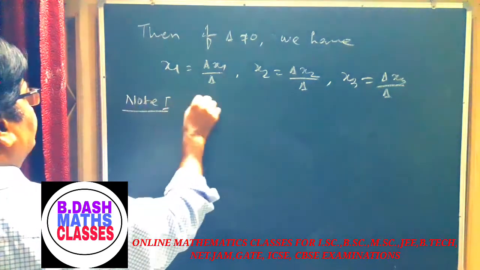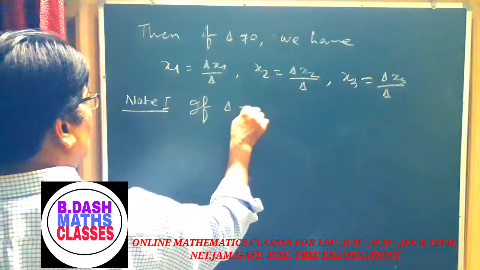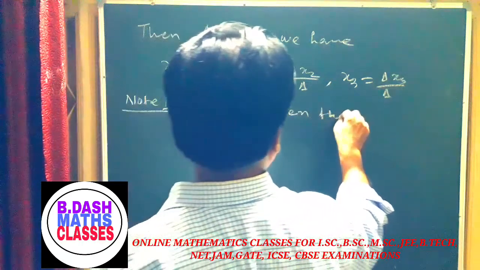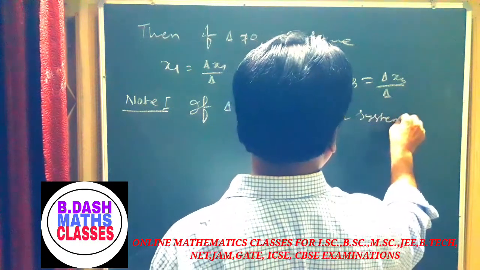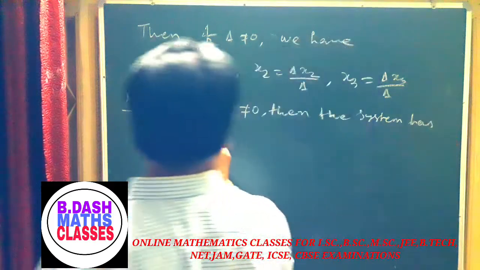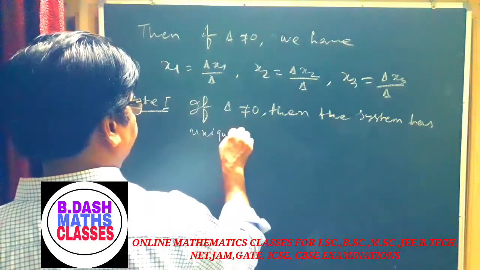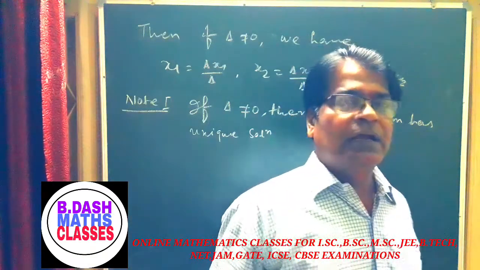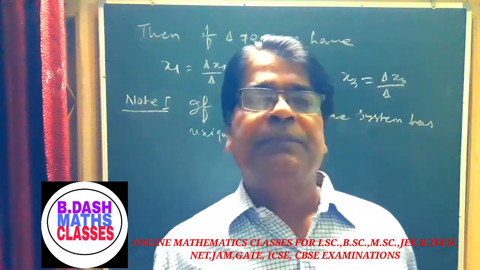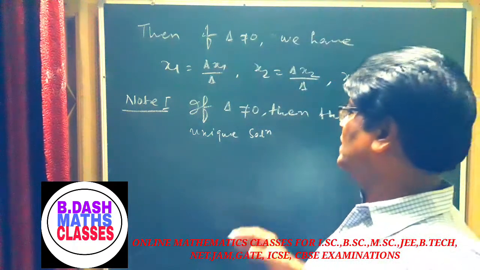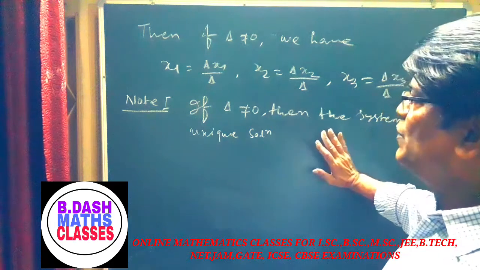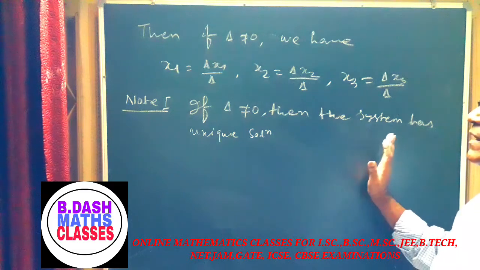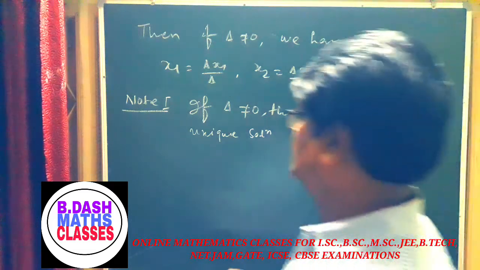Note 1. If delta is not equal to 0, then the system has a unique solution. That means in Cramer's rule, if the determinant of the coefficient matrix is not equal to 0, then we get a unique value for x1, x2, x3, or the system has a unique solution.